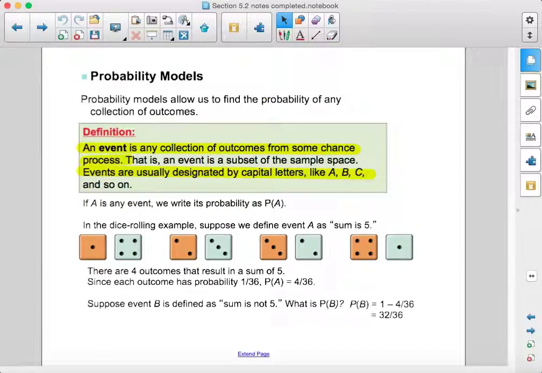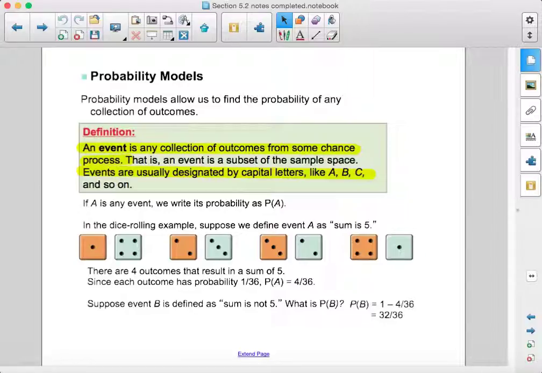Now, sometimes when we're working with probability, we don't want the probability of just a single outcome. We're trying to find the probability of a collection of outcomes. And when we talk about a collection of outcomes from a chance process, we refer to that as an event. So for instance, when rolling two dice, the event could be that the sum is 5. The event could be that the sum is more than 8. The event could be that the sum is even. There's a lot of different options for what an event can be defined as, but when it combines more than one outcome, we call it an event.